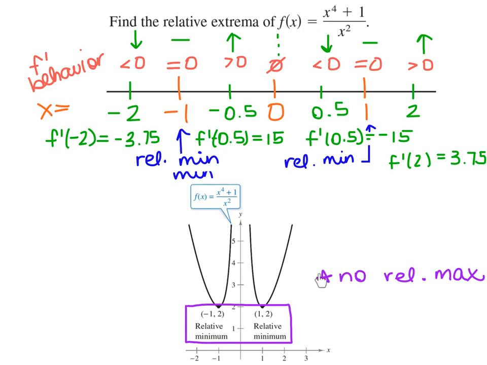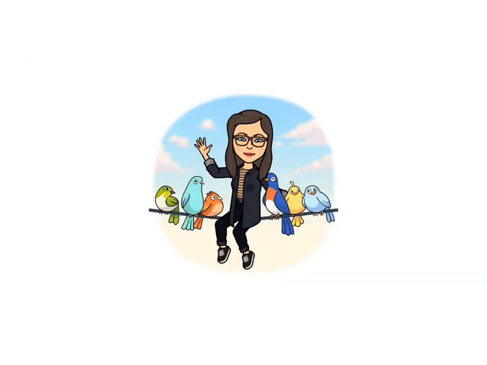And when I actually graph this thing out, that's what ends up happening, which is great. So I noticed that because my y outputs for -1 and +1 are both 2, that means that they are both the lowest points or the relative minimums for this function, and there's no relative max, which can totally happen. So that's my extrema. And that's going to do it for this video.